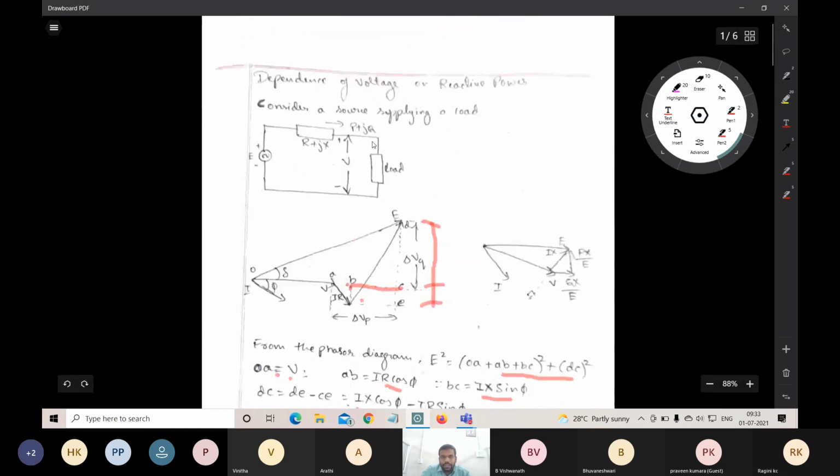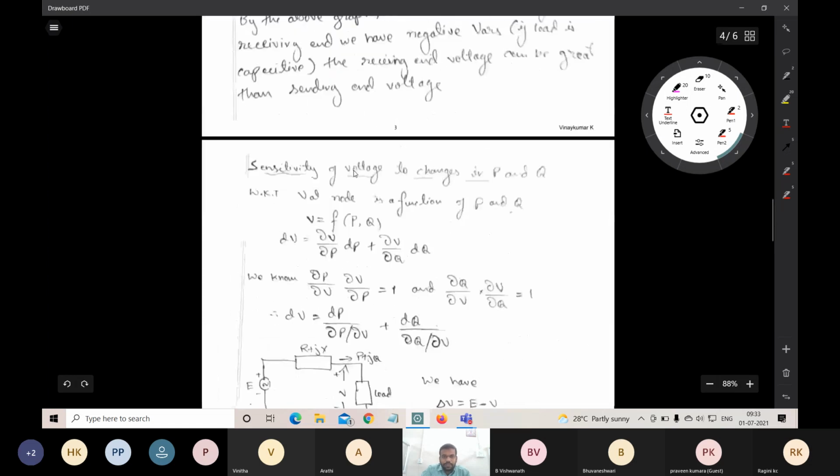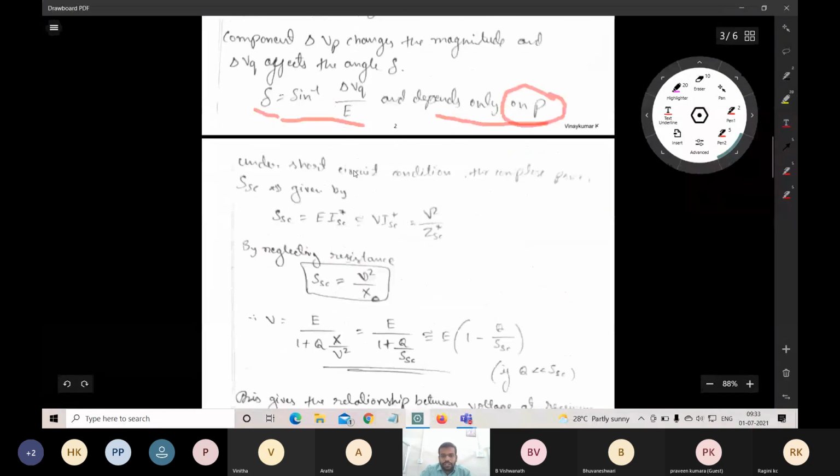So this delta V and the reactive power are just like two faces of a coin. We can't neglect one term and vary the other. If you vary V, automatically the reactive power will change, and if you vary the reactive power, automatically V is also going to change. Right? And here, under short circuit condition, what happens to our system? Just remember this formula, somewhere it will be useful: delta is equal to sine inverse of delta Vq by E.